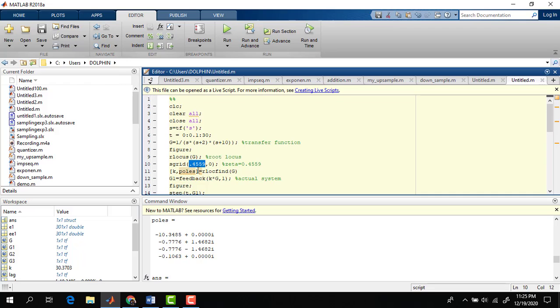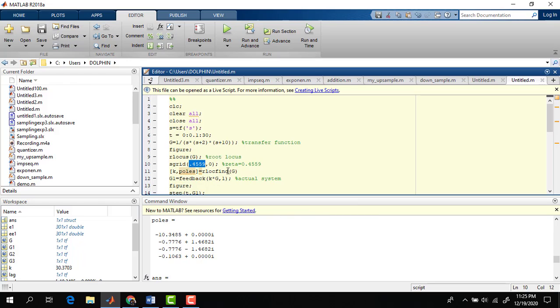So depending on the zeta, we will have a line on the root locus, and we will try to identify the intersection of that particular line and the root locus. So we will just find that out. We will actually find out the point of intersection using this rlocfind command.